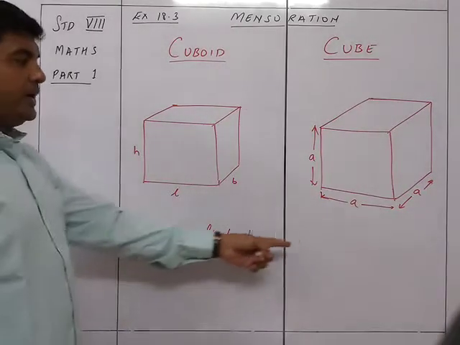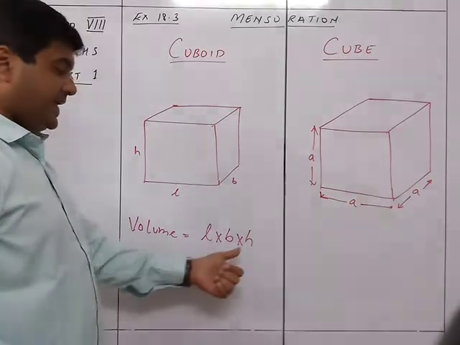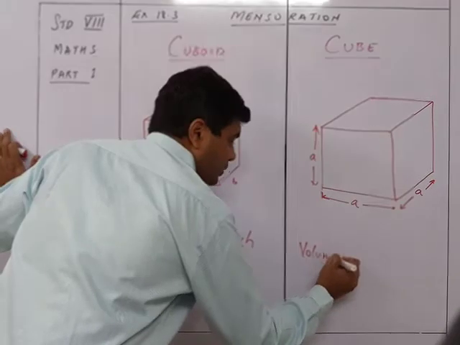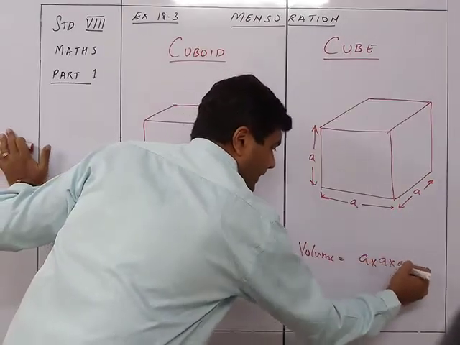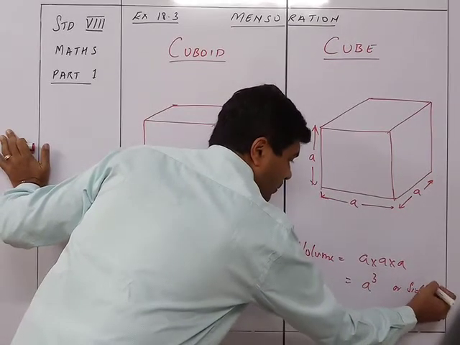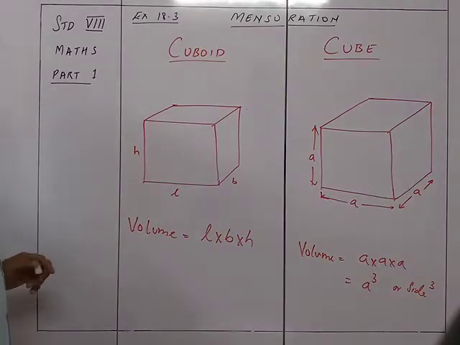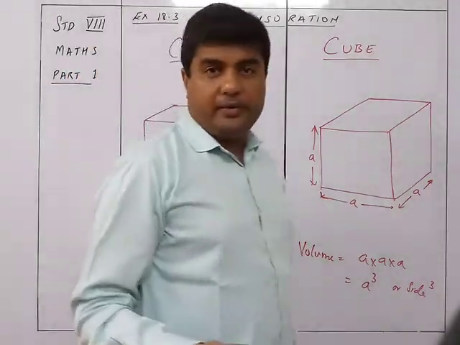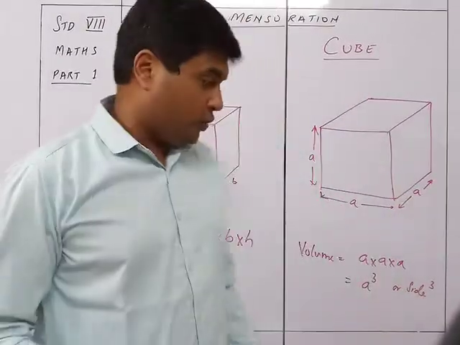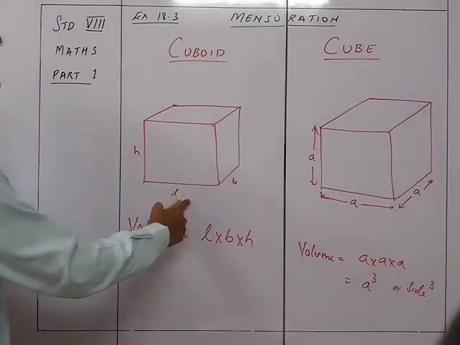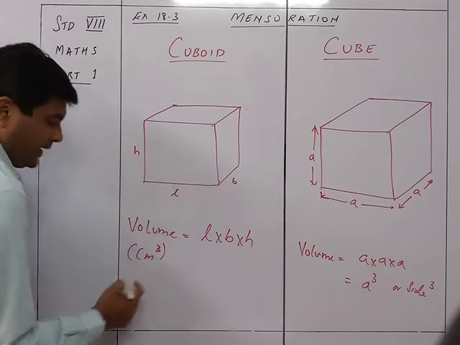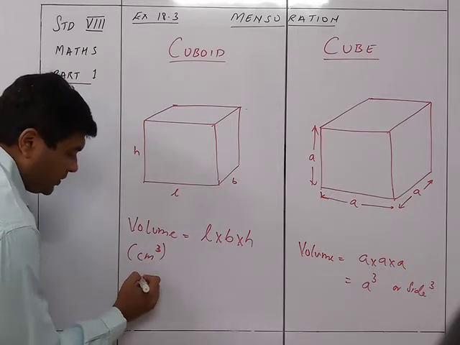Now since over here the length, breadth and height all three are the same, we can say A into A into A. So the volume over here will be equal to A into A into A, which is nothing but A cube, or we can write it as side cube. So the volume of a cuboid will be length into breadth into height, whereas the volume of a cube will be side cube. Now, if all three are in centimeters, then the volume will be in centimeter cube. And if all of them are in meters, then it will be in meter cube.